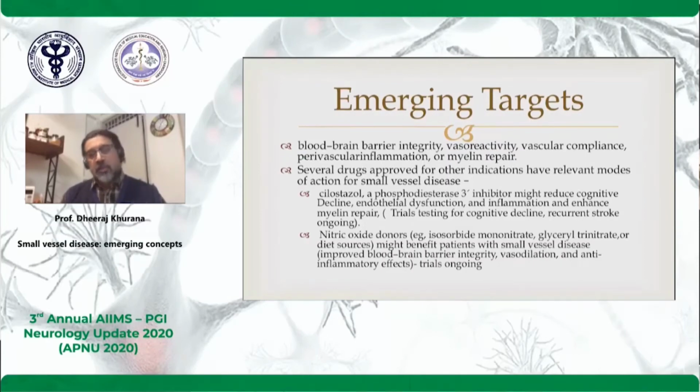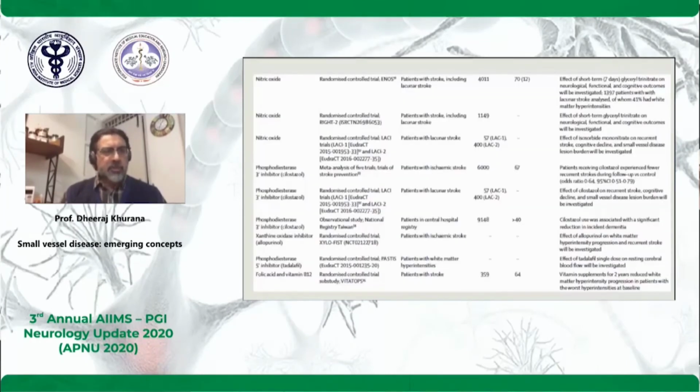Nitric oxide, the ENOS trial being one of them, might benefit the small vessels because of the effects of not just vasodilatation, but also anti-inflammatory action and improved blood-brain barrier integrity. So looking at small vessel disease, trials are still ongoing. The ENOS trial, which was looking mostly at large artery strokes and the effect on strokes, did not say much about small vessel disease. So these are the various trials, with cilostazol and nitric oxide ongoing.